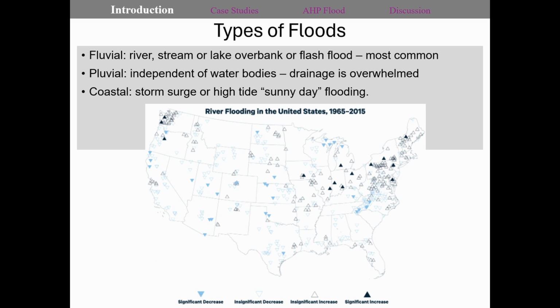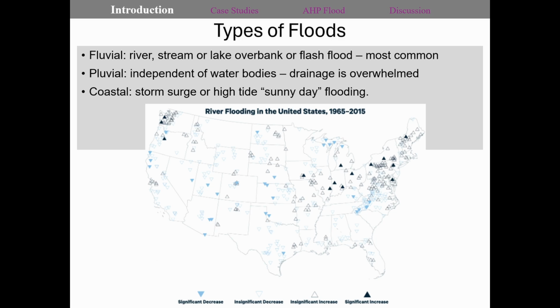There are three main types, and actually a fourth, groundwater flooding, which is not as big a concern per se. The first main one is fluvial, which is basically from rivers, streams, or lakes that overbank, which leads to a big flood event, or it can be a really fast flash flood event. So time is different with these different types of scenarios. Fluvial flooding is a very common flood approach with respect to hydrodynamic models.